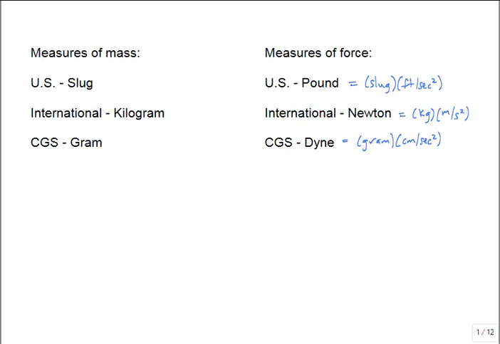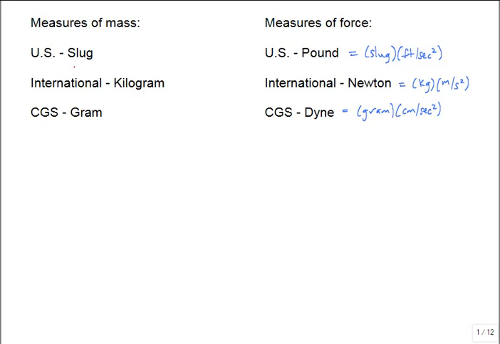Some typical units for mass include the slug in the US system, the kilogram in the international system, and the gram in the CGS system. For force, in the US it's usually measured in pounds, which is a slug times a foot per second squared. In the international system, force is measured in newtons, which is a kilogram times a meter per second squared. And in the CGS system, a dyne, which is a gram times a centimeter per second squared.